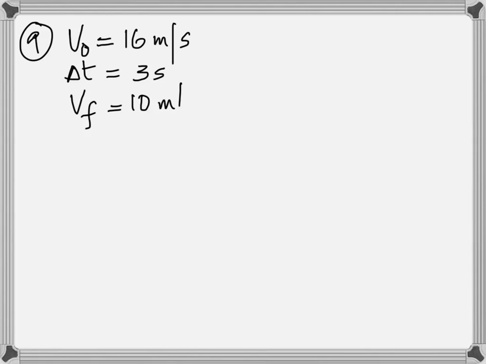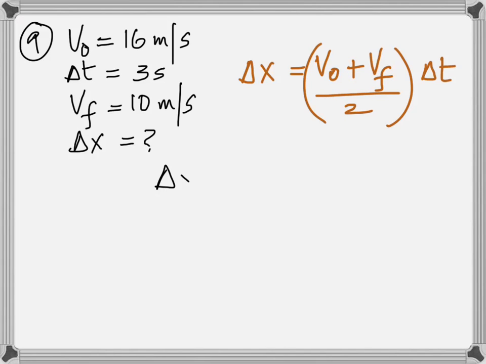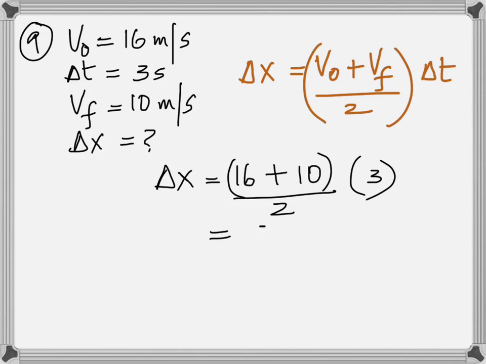In the 9th question, an object is moving in a straight line with constant acceleration. Initial velocity is 16 meter per second. 3 seconds later, it's traveling at 10 meter per second. How far does it move during this time? So you have the initial velocity, you have the time of movement, and you have the final velocity. You got to find the displacement. There's no mention of acceleration here, and so the equation that has these 4 terms is this one. Displacement is average velocity multiplied by time, and when you plug in the numbers and calculate, you get 39 meter as the answer.